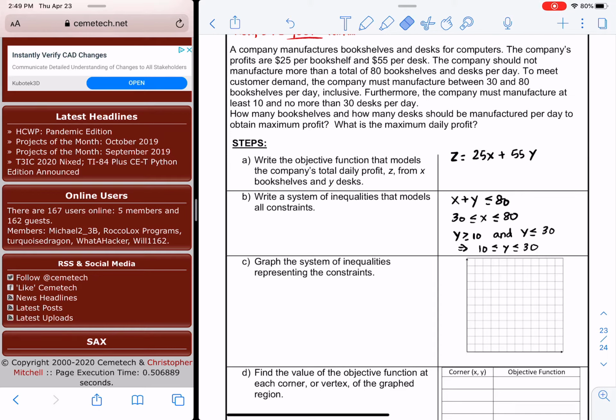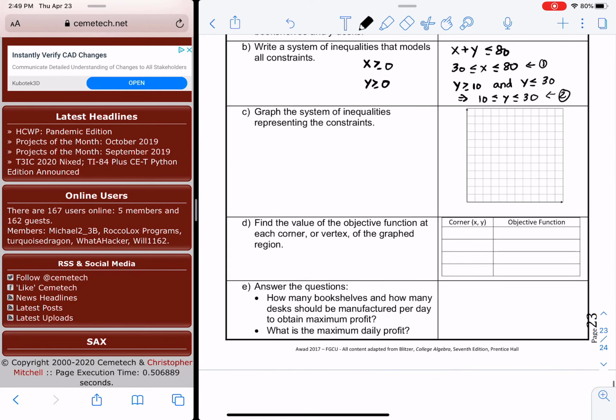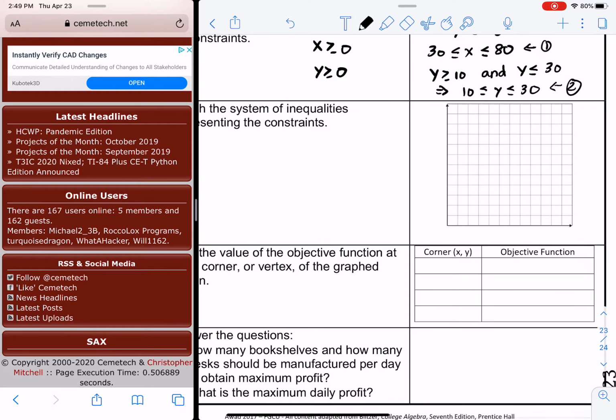So we have our constraints. And naturally we have x greater than or equal to 0, y greater than or equal to 0, because we cannot manufacture a negative number of items. So x and y have to be positive, but they can be 0 also. But if it is 0, you're not making any profit. So we have to draw the constraints, and everything is going to be in the first quadrant.